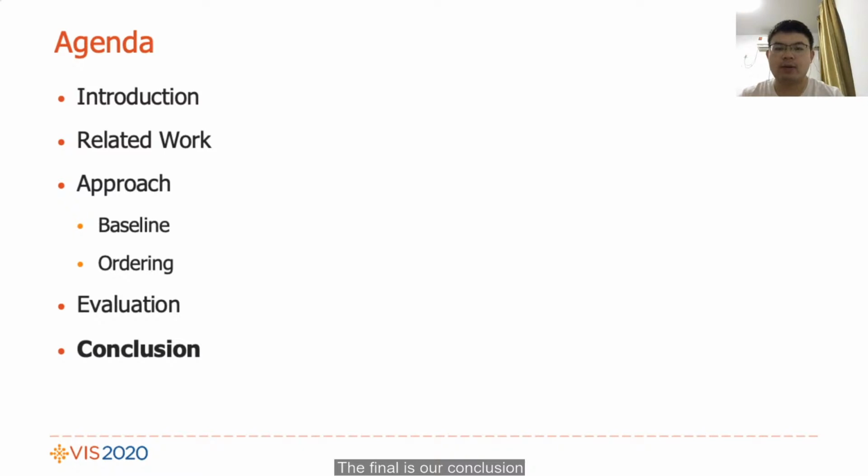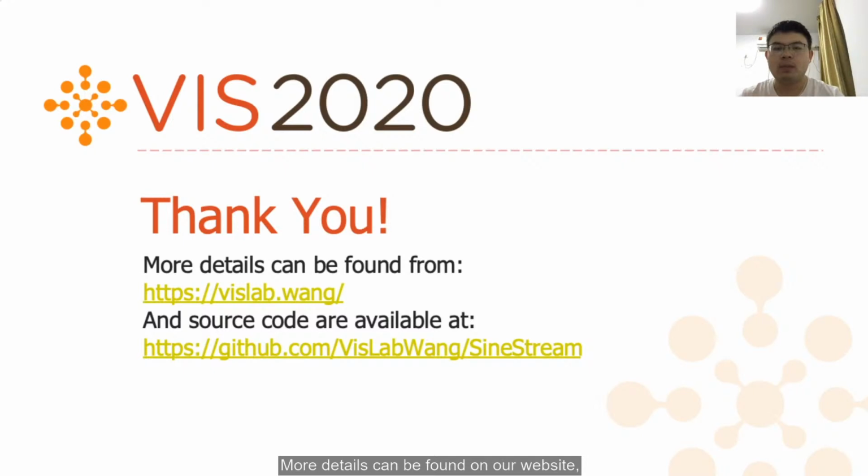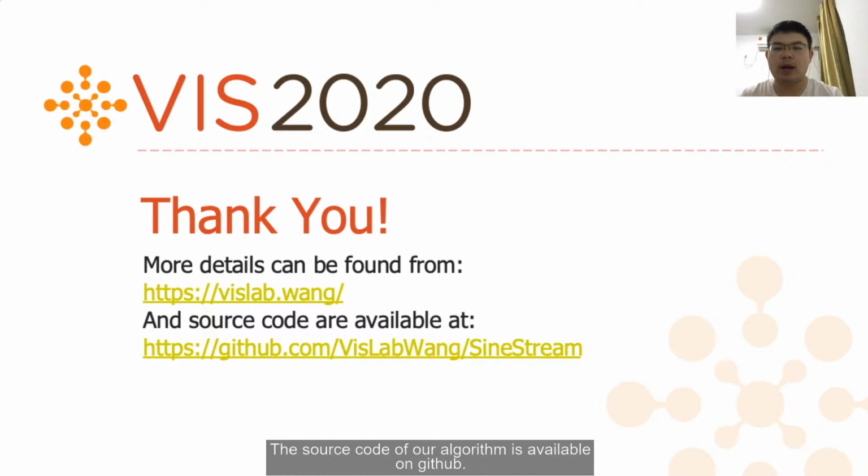The final part is our conclusion. To conclude, we propose SunStream, a new string graph layout optimization algorithm that uses the sun illusion as the perceptual foundation and enhances the readability of string graphs by reducing it. We did a quantitative evaluation, a user study, and a case study to verify our algorithm's reliability. More details can be found on our website, and the source code of our algorithms is available on GitHub.